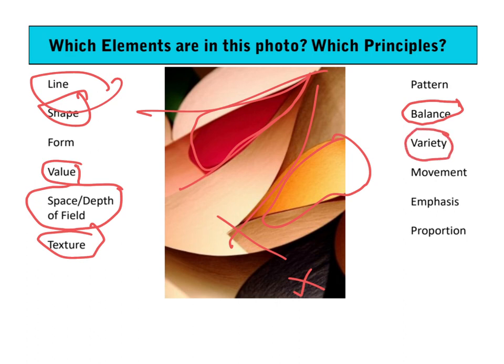Variety, yes. So variety is where one thing is the same and something else is different. We have very similar shapes, but different colors, different spacing. Movement, yes. And we have the idea of movement about how our eyes move through the image itself. They kind of move around. Emphasis, not necessarily. There's nothing that's being emphasized over anything else. And the proportion, no, because there's no real comparison of sizes in this.